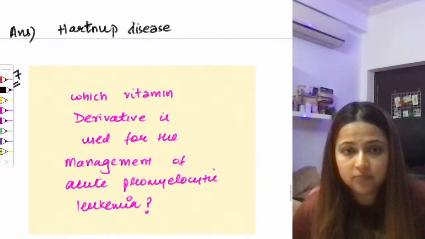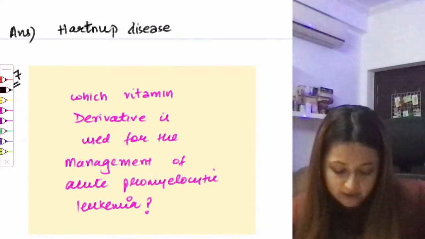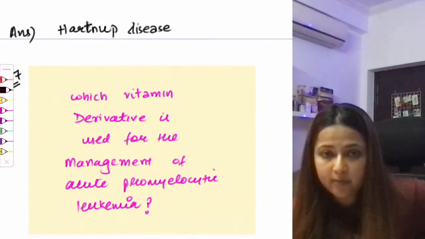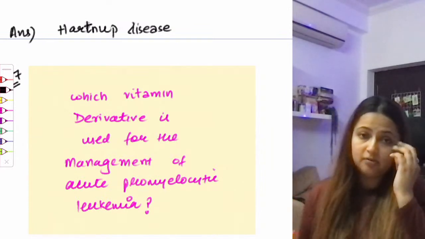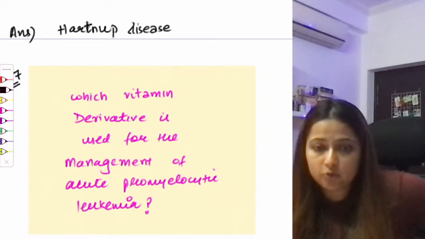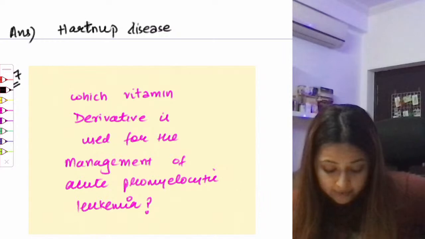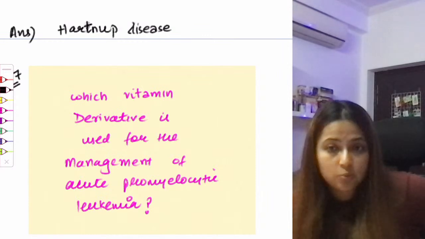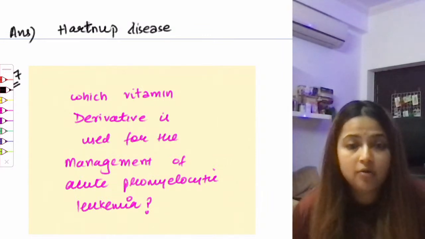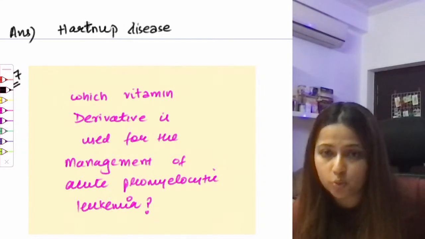Okay, moving on. Which vitamin derivative is used for the management of acute promyelocytic leukemia? So this also you might have seen several times. This has been repeated. Excellent. So Smriti, Sachi, Gautam. No, Gautam, this is not vitamin B6 actually. Gurjeet, you gave the right answer. The answer to this question is vitamin A. So a vitamin A derivative is used for the management of acute promyelocytic leukemia.